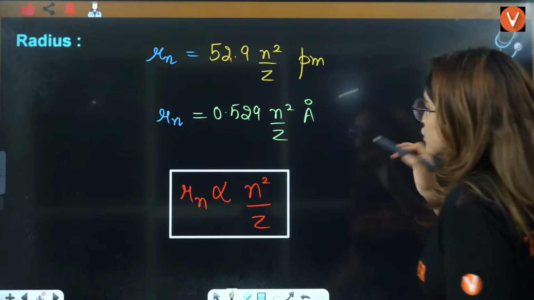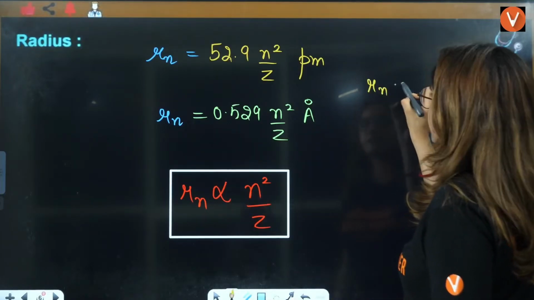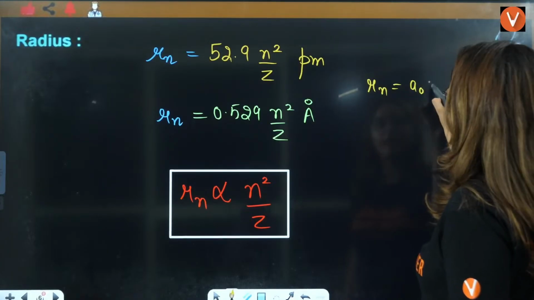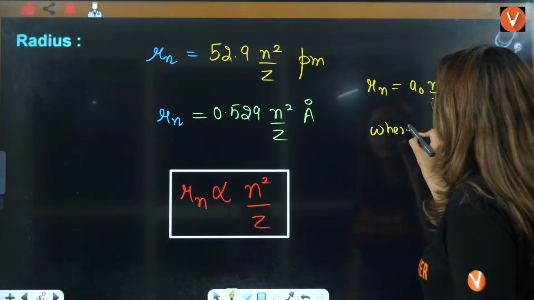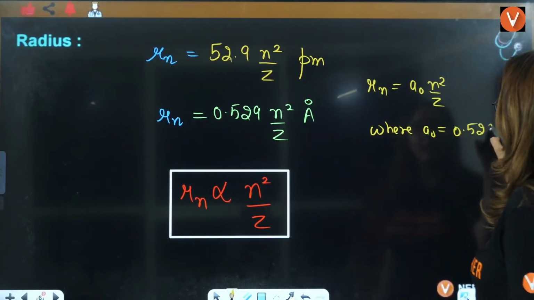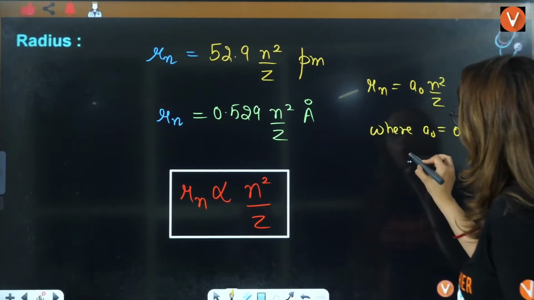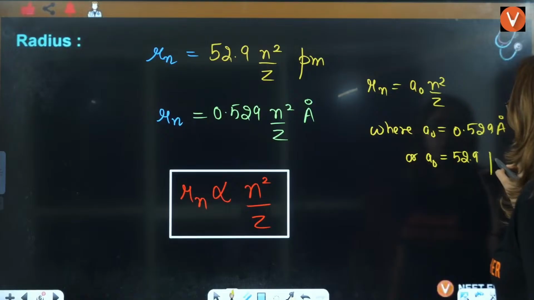Now it is also written in the same format. It is also written like this: Rn equals a0 n square by Z, where a0 is 0.529 in Angstrom, or a0 can also be 52.9 in picometer.